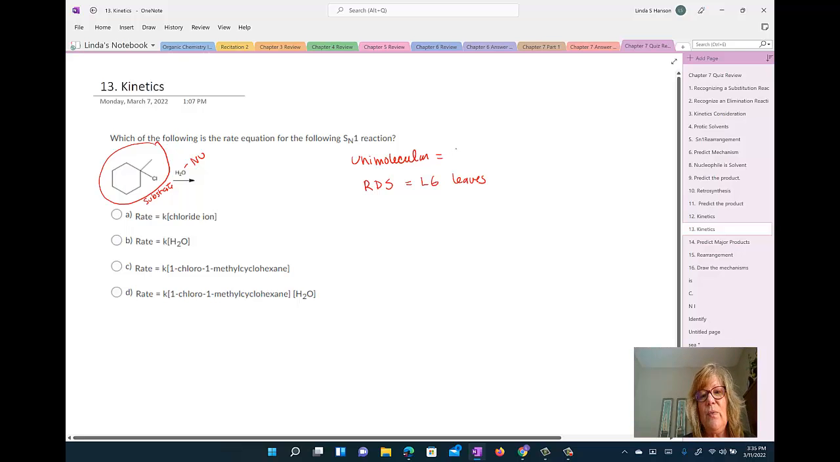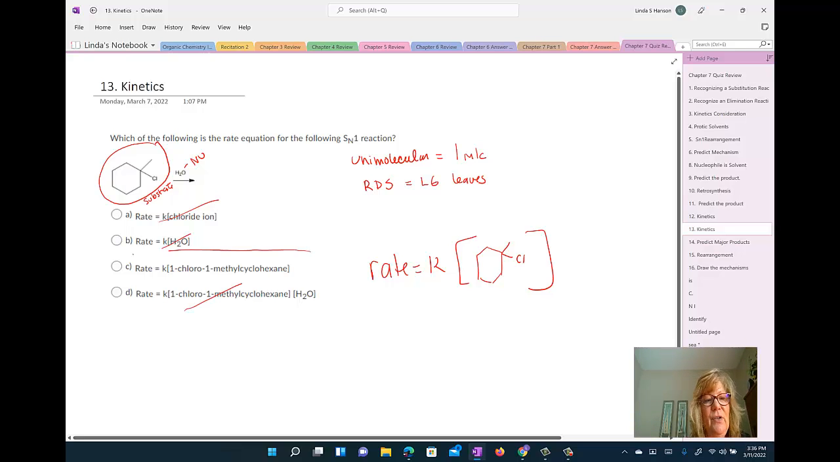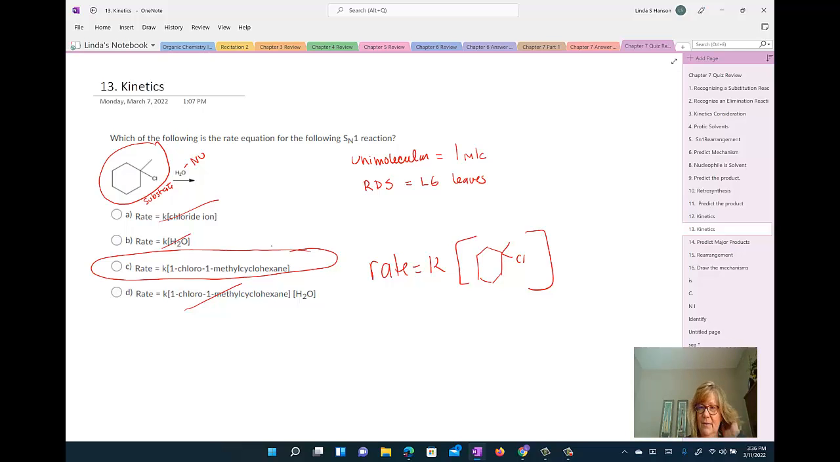Therefore, unimolecular equals one molecule, rate is equal to k times the concentration of the substrate, because the substrate contains the leaving group. And that name is 1-chloro-1-methylcyclohexane, not the chloride ion, not the nucleophile, not both because it's not bimolecular. It's unimolecular where the leaving group leaves as the rate determining step. Perfect. We've really done a good job emphasizing that.